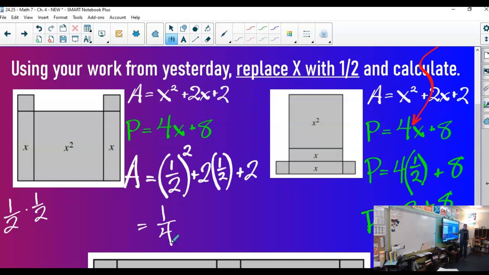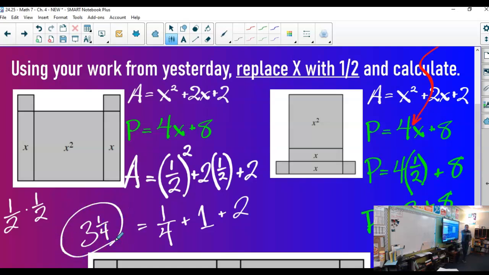Okay, what's 2 times 1/2? It'd be 2 halves, actually. Not 2/4, it'd be 2 halves. But then plus 2 more, well, the 2 stays the same. So what do we end up getting for area here? 3 and 1/4. Or 0.25, or fine if you want to use decimals.